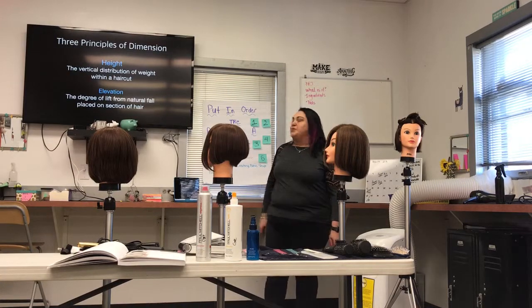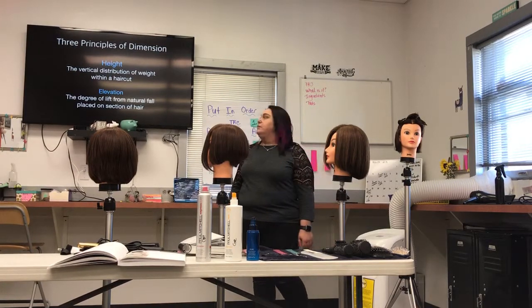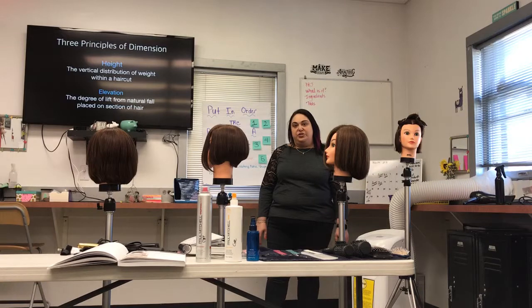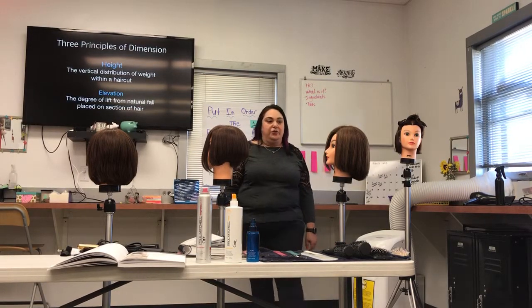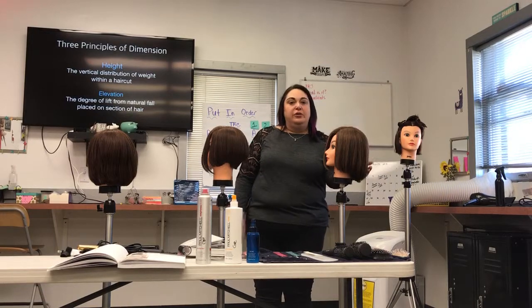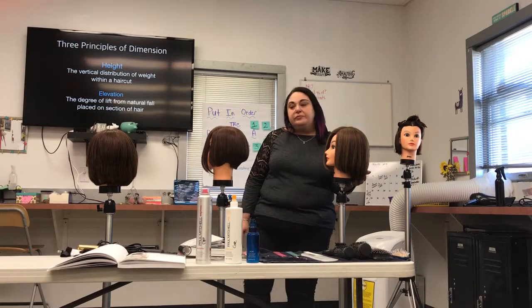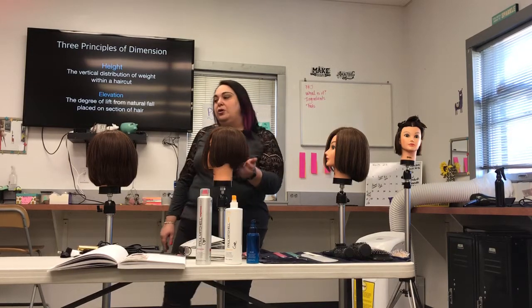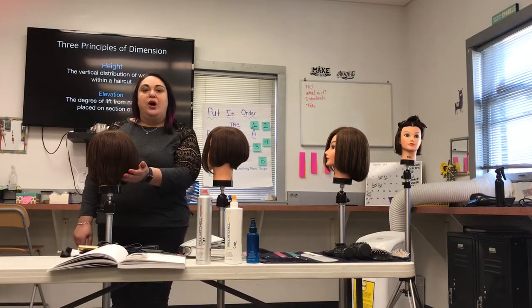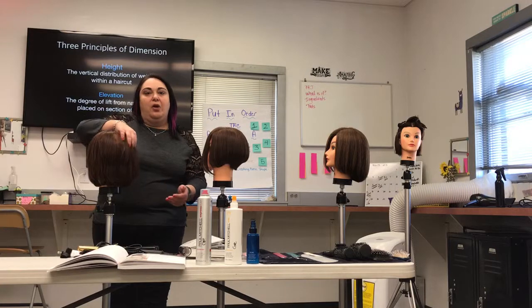So the first principle of dimension we're going to talk about is height. Height is a vertical distribution of weight within a haircut. And weight may fall into 3 different categories. It can fall together, like a closed book. It can fall open, like an open book. Or it can have paper spread all throughout the desk and spread all out.